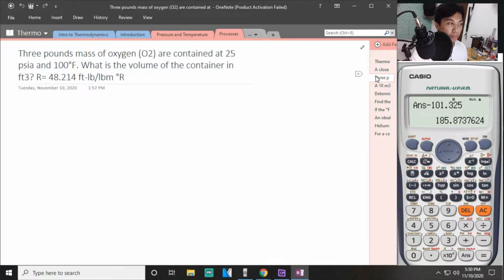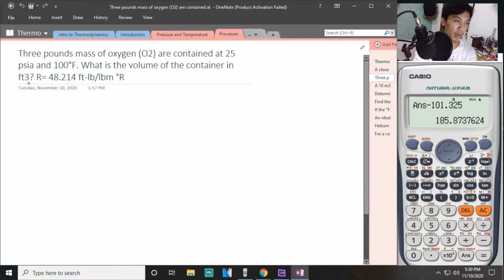Problem number 2. 3 pounds. Look here. 3 pounds of mass of oxygen, 3 pounds. So, you have M, and this is your item, O2, contained at 25 psia, absolute already, and 100 degrees Fahrenheit. What is the volume of the container in cubic foot? Its R is 48.214 foot pound per pound degree Rankine.